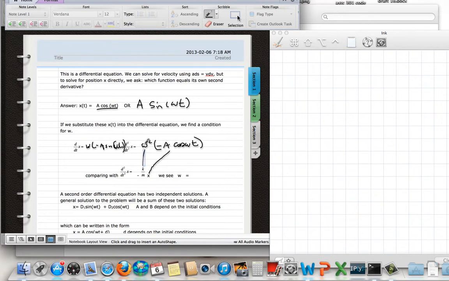So if we compare these two equations, we can see that omega squared has to be k over m in order for this to be a solution. So that means that omega is the square root of k over m.